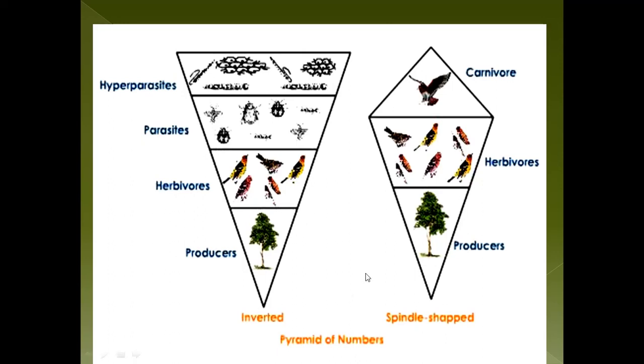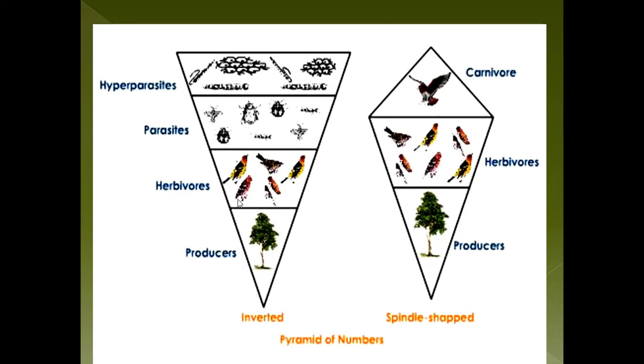There are two pyramids given here, one inverted and another is spindle shaped. Inverted means where the producers are less compared to the consumers in number. So producers here are represented by a single tree, one tree on which several birds are dependent for their food. So herbivores, the next trophic level, are shown larger than the producer. So the pyramid is here inverted. Apex is down and base is up. Actually the base is pointed, you can say, and apex is broad.